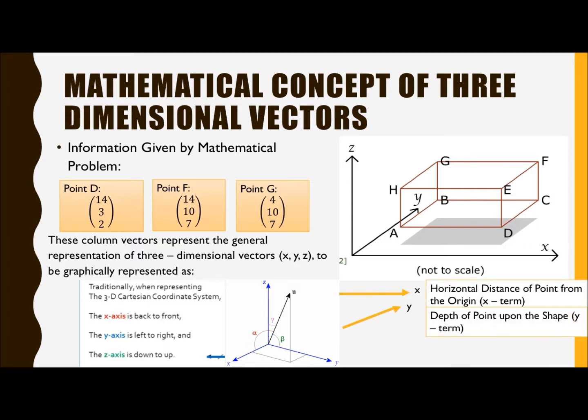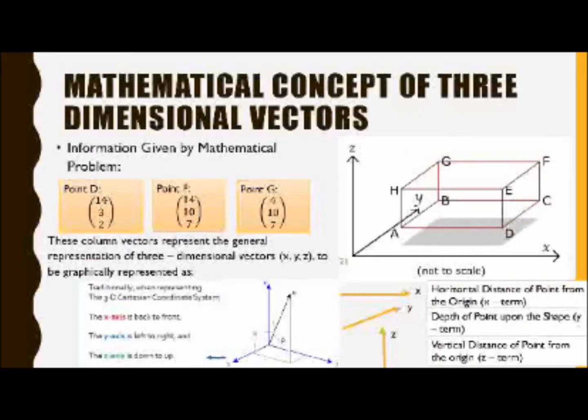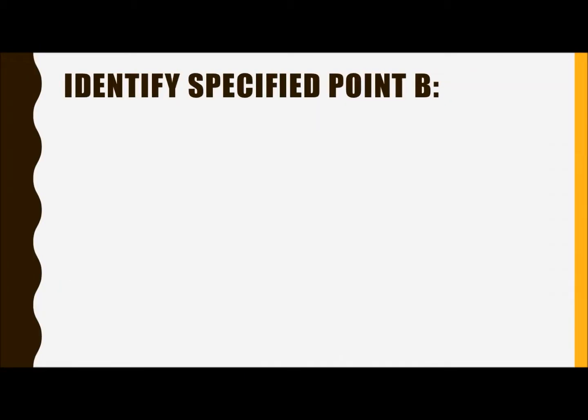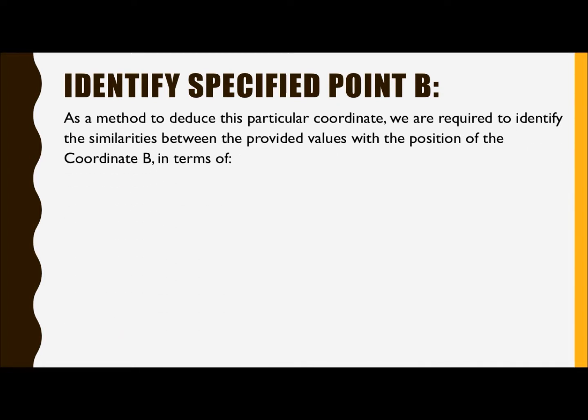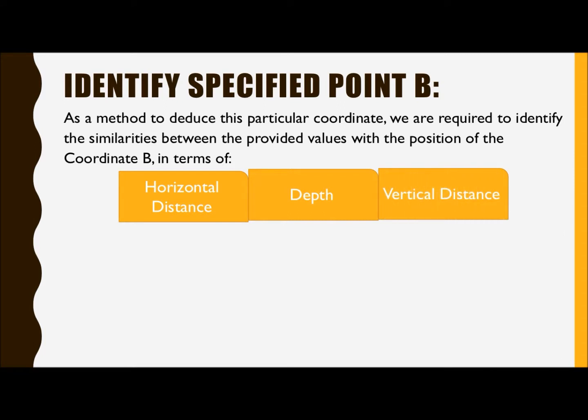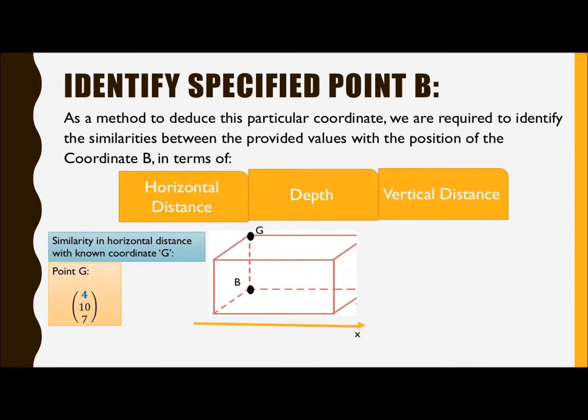This indicates that the x term is equal to the horizontal distance of the point from the origin, whereas the y term is equal to its depth upon the surface, and the z term is equal to its vertical distance from the origin. With the initial question requiring us to identify coordinate B, we are required to identify the similarities between the provided values and the position of coordinate B in terms of horizontal distance, depth, and vertical distance.